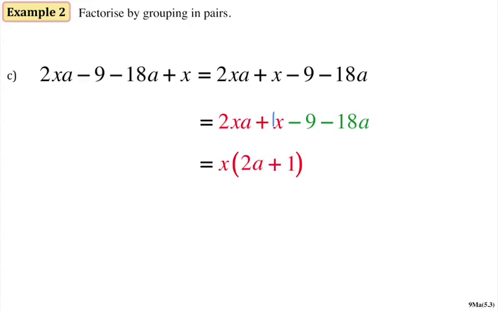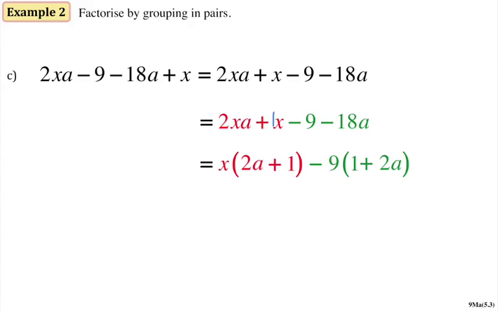Now let's look at the bits in green. I've got a minus 9 and an 18. I want to take out minus 9 as a common factor because 9 goes into 9 and 9 goes into 18. And they both are minuses, so if I take out minus 9 as a common factor, what am I left with? Well, minus 9 goes into itself once, and minus 9 goes into minus 18. Well, minuses cancel each other. 9 into 18 twice, so it's plus 2a.